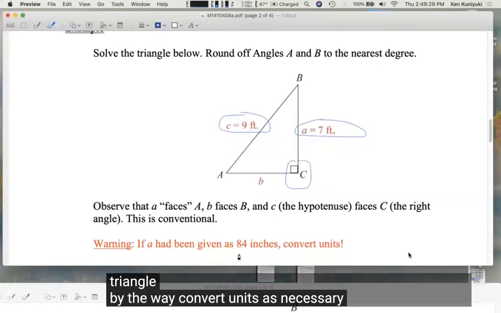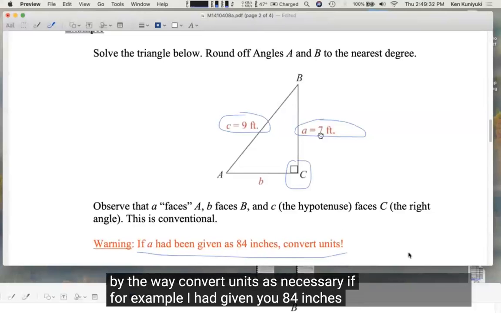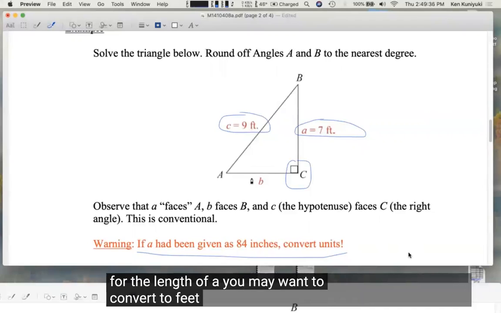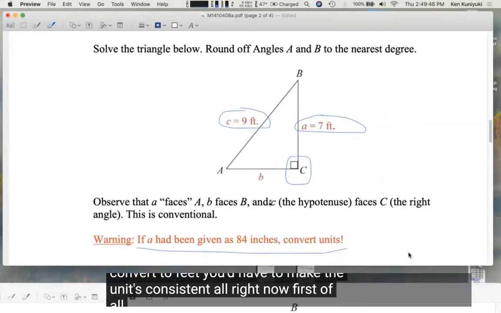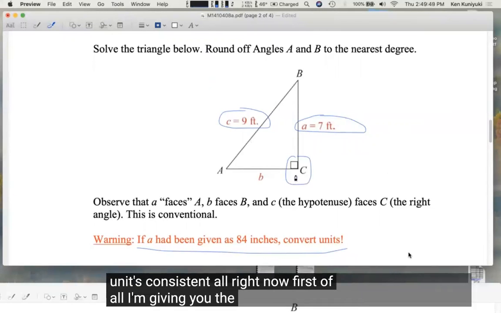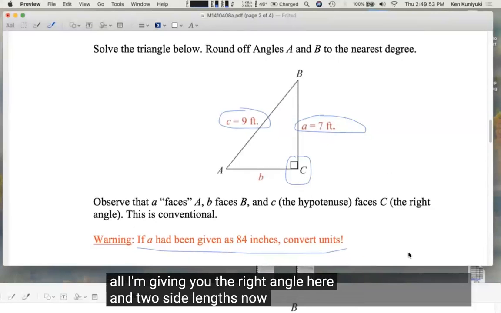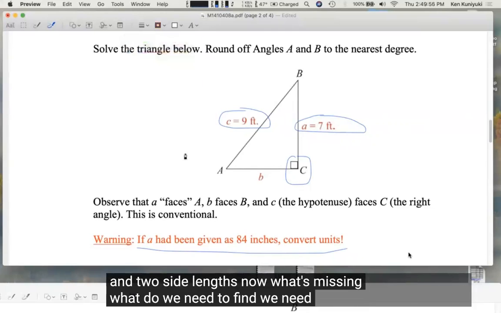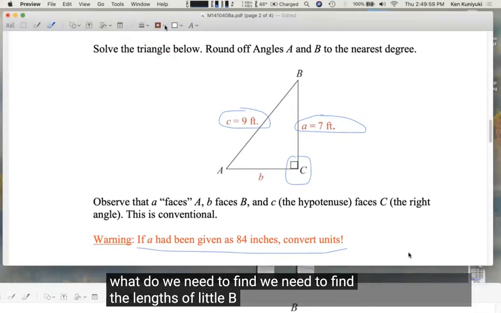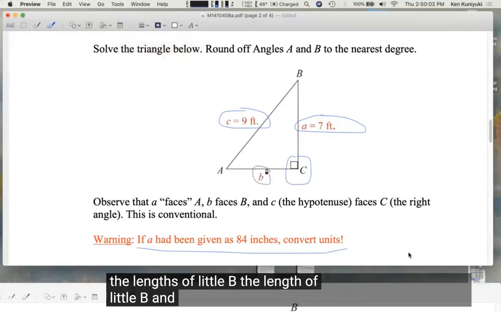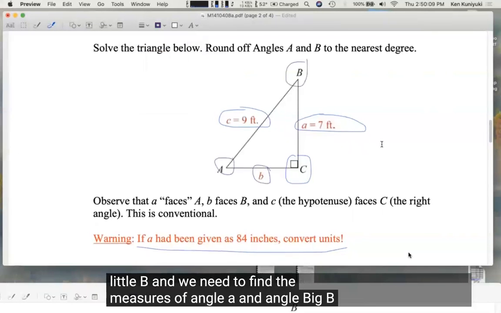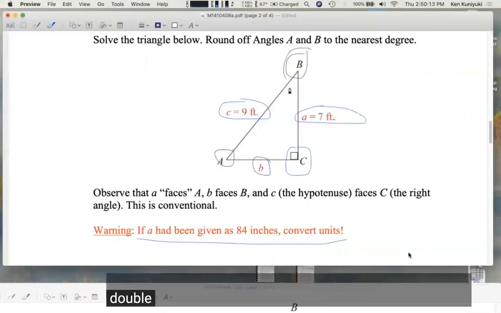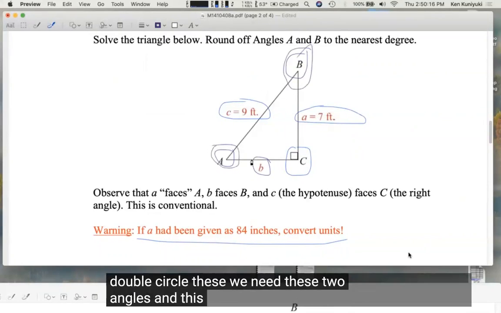By the way, convert units as necessary. If, for example, I had given you 84 inches for the length of A, you may want to convert to feet. You'd have to make the units consistent. All right. Now, first of all, I'm giving you the right angle here and 2 side lengths. Now, what's missing? What do we need to find? We need to find the length of little b, and we need to find the measures of angle A and angle big B. I'll double circle these. We need these two angles and this side length.